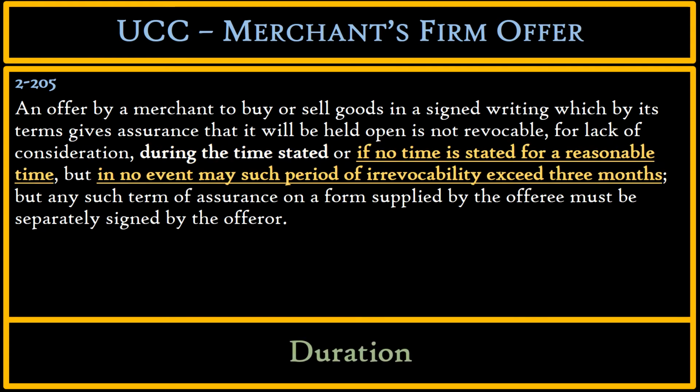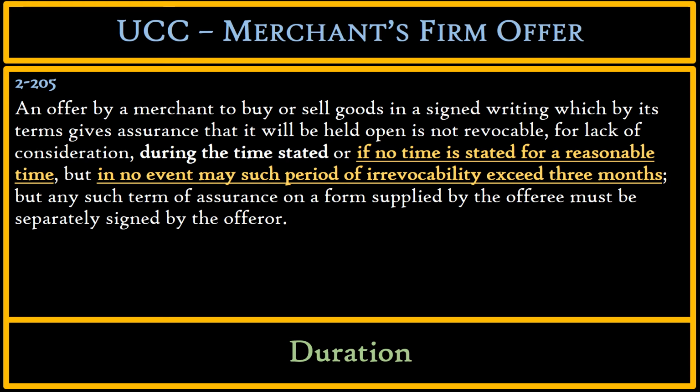If a merchant promises to keep an offer open but does not state for how long the offer will be open, then the offer is open for a reasonable time. But in no event may it be open for more than 3 months. 3 months is the outer limit. So look for facts that will indicate to you what a reasonable time is. For example, if the goods are perishable, the promise to keep the offer open will not be open for a very long time. A reasonable time would be a short time.